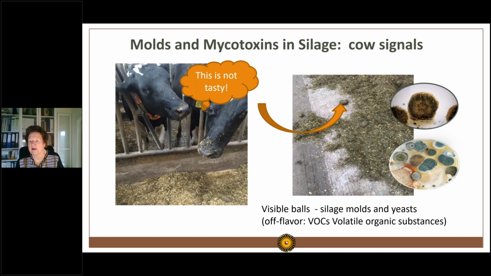And they have a very, very bad taste for animals, because all these molds produce what we call VOCs, the volatile organic compounds. And this is what you're all familiar with. That is the moldy smell we also have when we have moldy bread or when we have other moldy food materials.